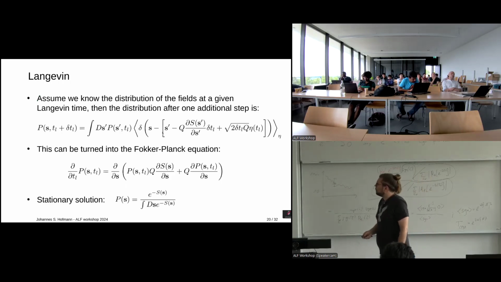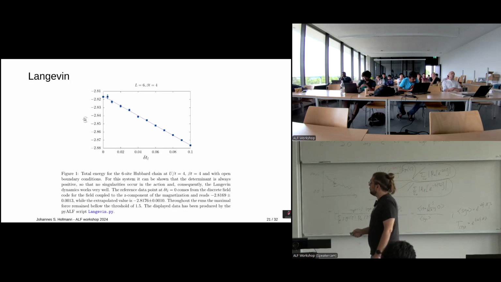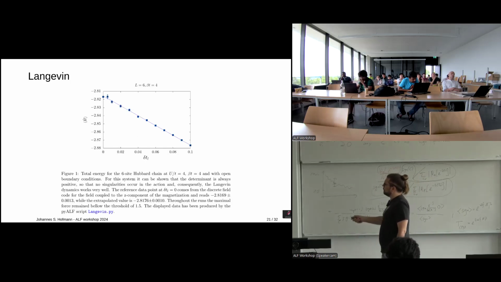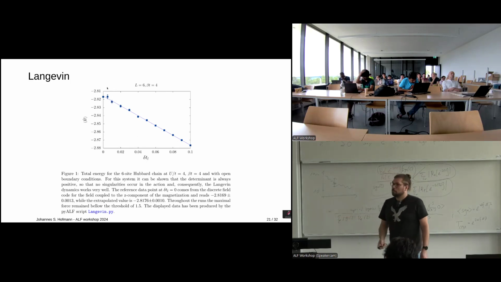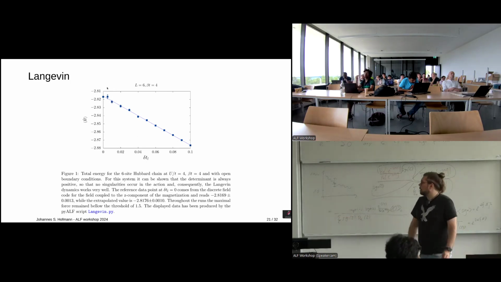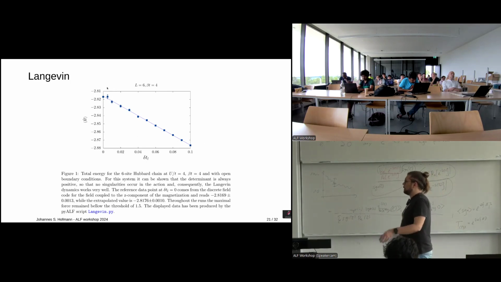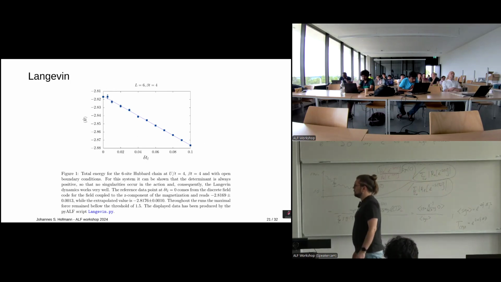Okay, let me skip this part and just show an example where we look at the expectation value of the energy. We run these Langevin updates for different step sizes in this auxiliary time, and if you extrapolate the Langevin results, you reproduce the exact result known from exact diagonalization, for example.